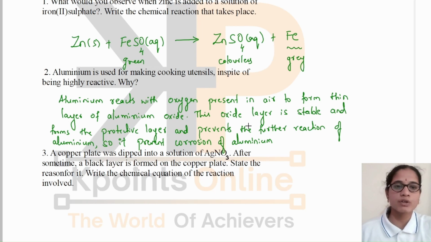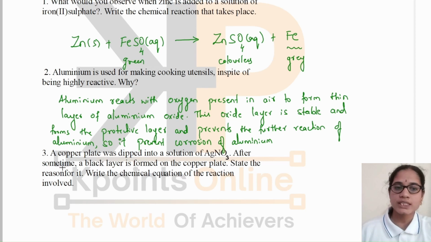The utensils made of aluminium can be used safely because the aluminium reacts with oxygen present in air to form a thin layer of aluminium oxide, and this oxide layer is stable. It will act as a protective layer. The presence of that layer prevents the further reaction of aluminium with the external environment.